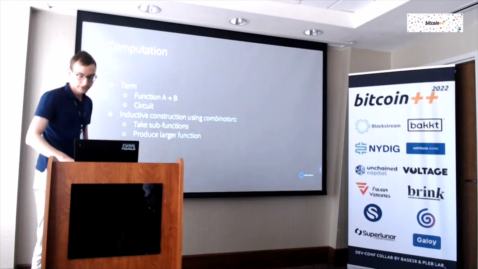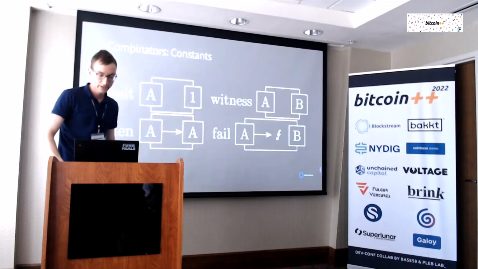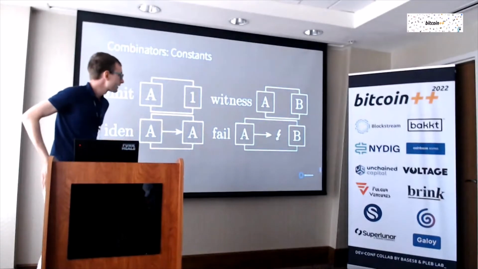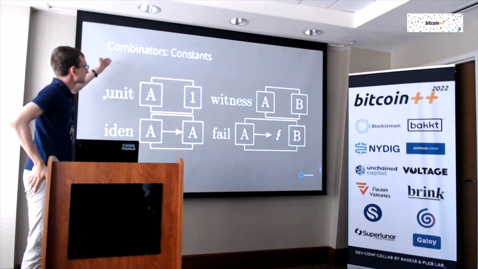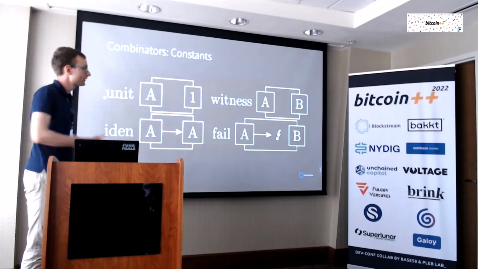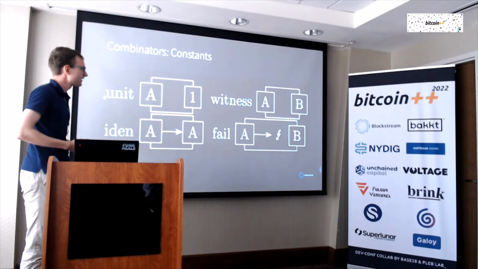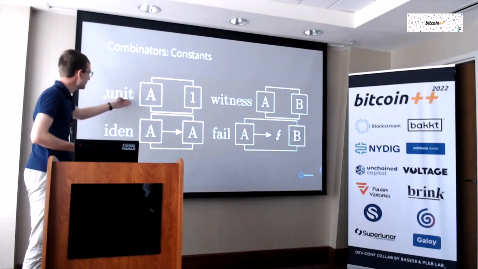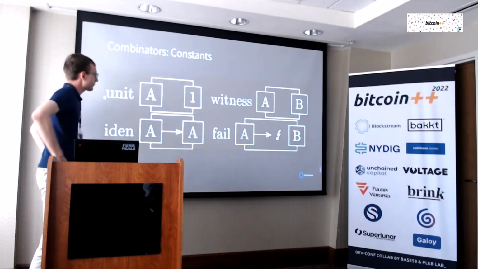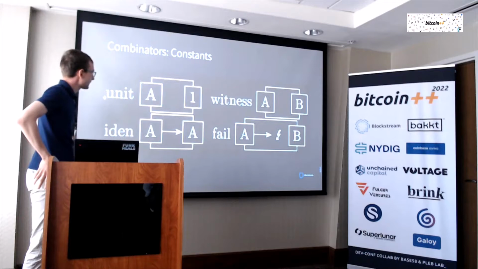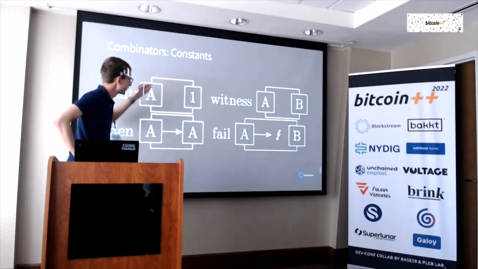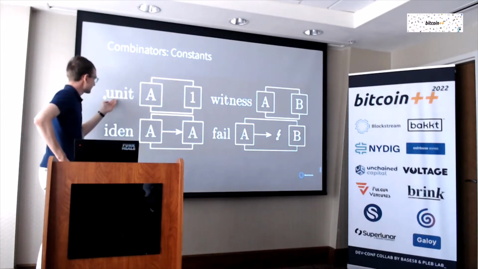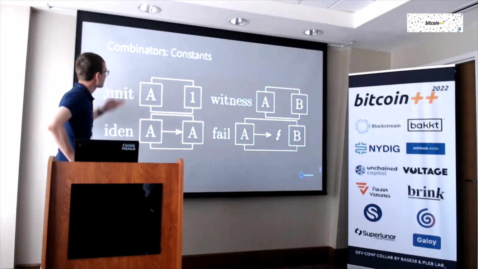And I actually want to enumerate all the combinators we have, because they're not actually that many. Constants, right? We need to start from somewhere. We need to create our circuits, and we need to start with something that doesn't take any arguments, right? It's just there. The unit. So the way I illustrated this is as follows. This is a circuit. That's its name. It's, in this case, the unit circuit, the unit term, or the unit combinator.